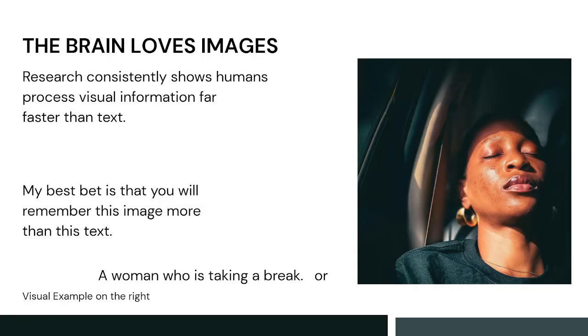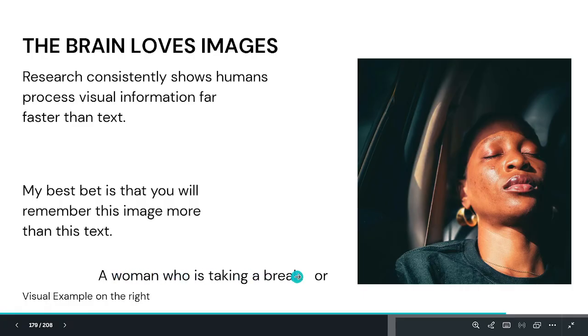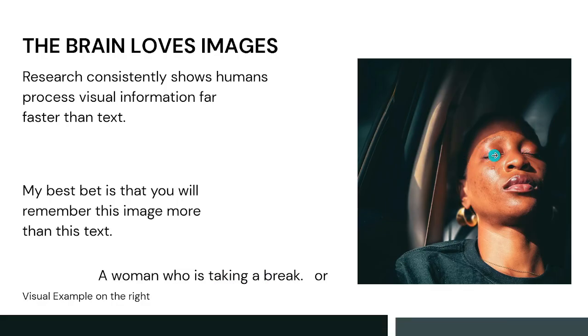And I put it here that the brain loves images, and multiple researchers consistently show that humans process visual information far faster than text, meaning our brain tends to process visual information more than normal text. My best bet is that you remember this image more than this text. And here we can see a text that reads a woman who is taking a break, and the image that is explaining this same text. Without much explanation, this image already explains that this person is taking a break. Perhaps they are exhausted or something.